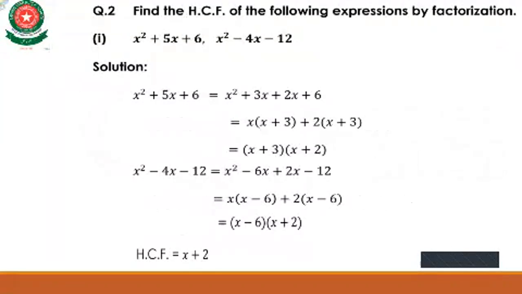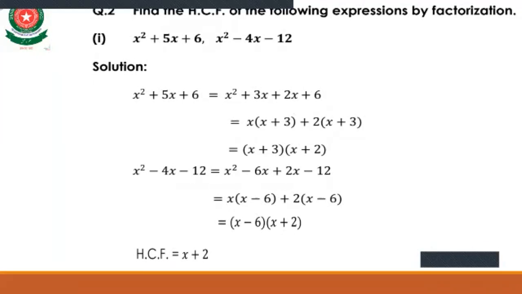Our first term is x^2 + 5x + 6. You can write 5x as 3x plus 2x, so x^2 + 3x + 2x + 6. We have to solve it by the factorization method. You can see that here x is common, remaining will be x + 3, and in the next terms 2 is common. Taking 2 common, the remaining will be x + 3. x + 3 is the common factor, and the remaining will be x + 2.